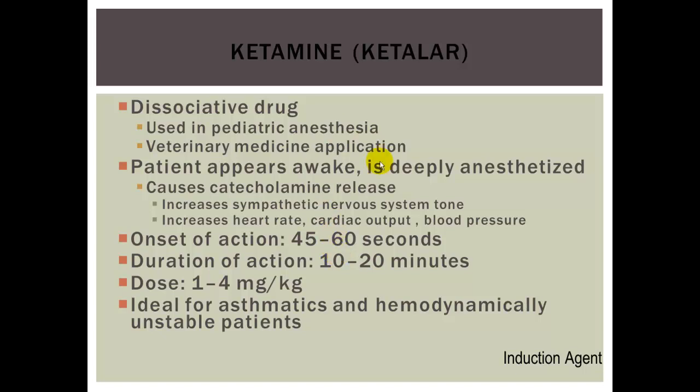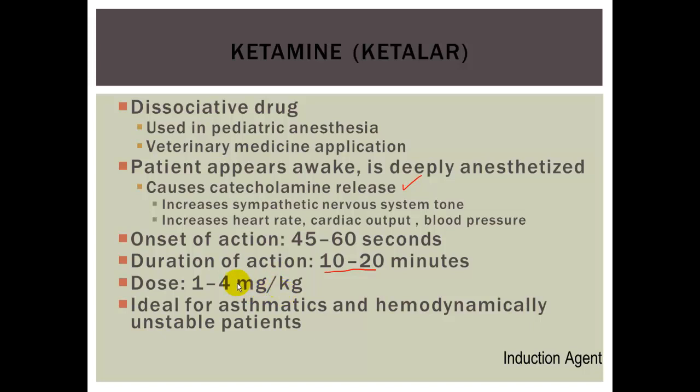It causes a catecholamine release, which we'll talk about here in just a second. This is going to be one of your ideal meds for a patient having status asthmaticus. It increases sympathetic nervous tone to the entire system, increases heart rate, cardiac output, and blood pressure. Onset of action is about 45 to 60 seconds. Duration of action is about 10 to 20 minutes. Dose on this is 1 to 4 milligrams per kilogram.